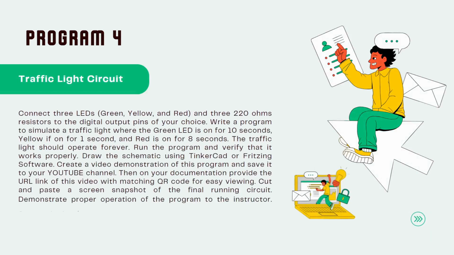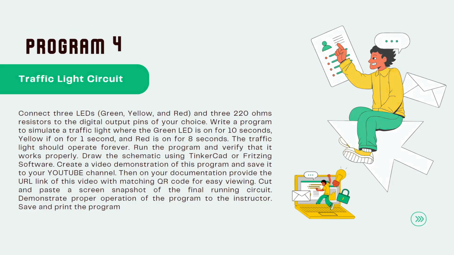For Program 4, you'll create a traffic light circuit using 3 LEDs, green, yellow, and red. Connect each LED with a 220 ohm resistor to the digital output pins of your choice. Write a program to simulate a traffic light sequence where the green LED is on for 10 seconds, followed by the yellow LED for 1 second, and then the red LED for 8 seconds. This sequence should repeat indefinitely to mimic a functioning traffic light. After writing the program, run it and ensure that it operates correctly. Record your observations and any adjustments made in your lab report.